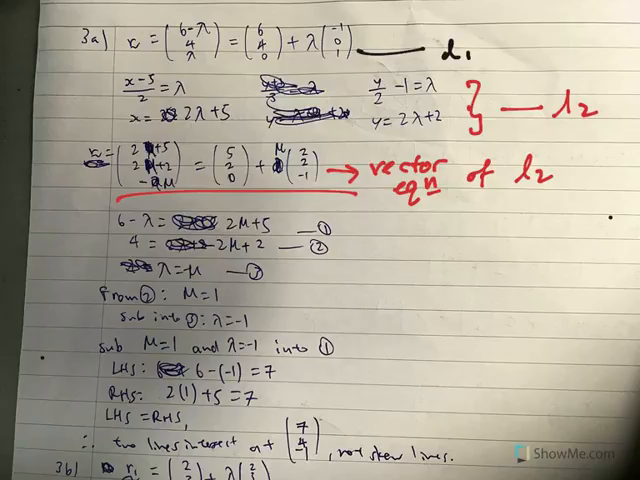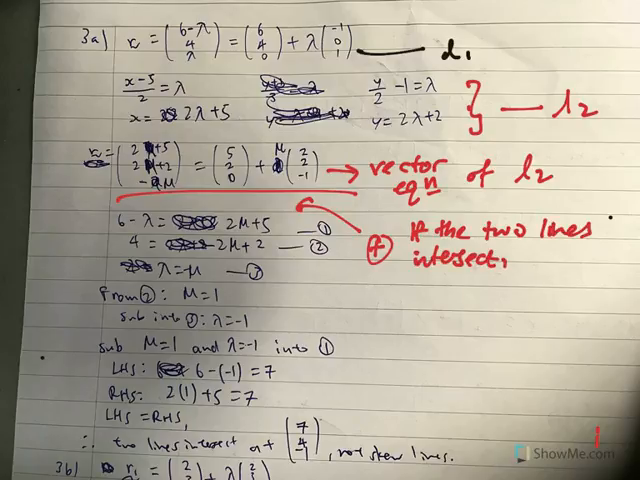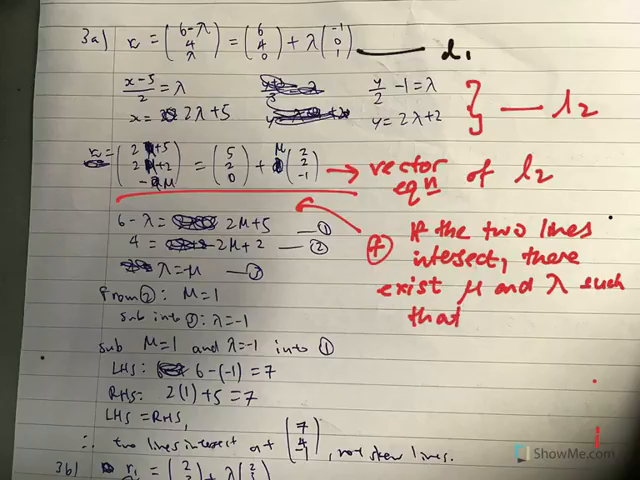What you need to add here is this. Listen. There's some presentation. Try to add this: if the two lines intersect, that means there exists mu and lambda such that this is true.